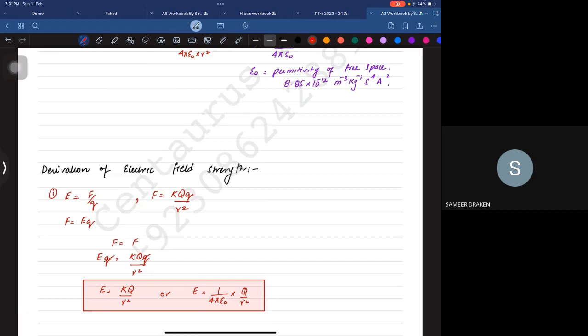Now remember that this is a vector quantity, hence the negative and positive signs show you the direction. That's important in vectors. You got to remember that as well.